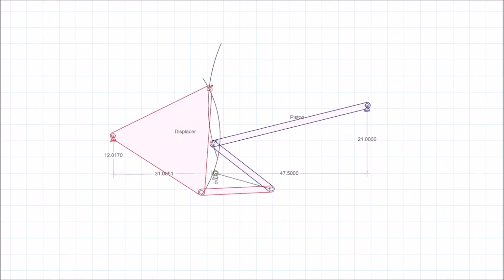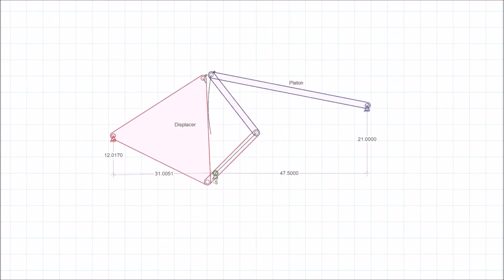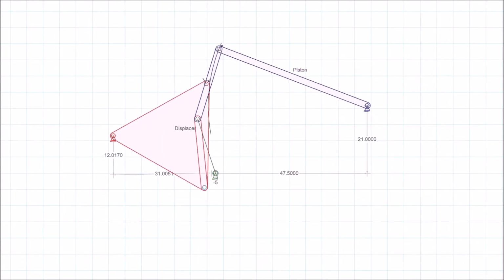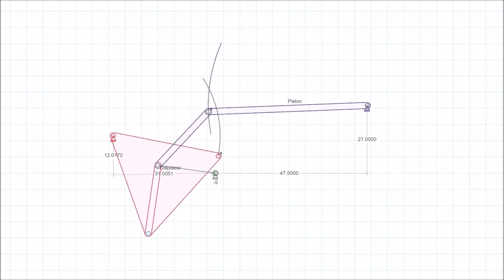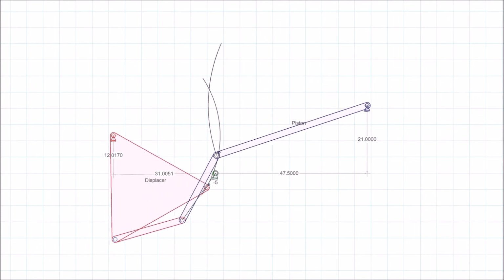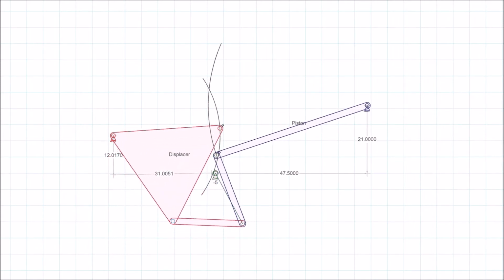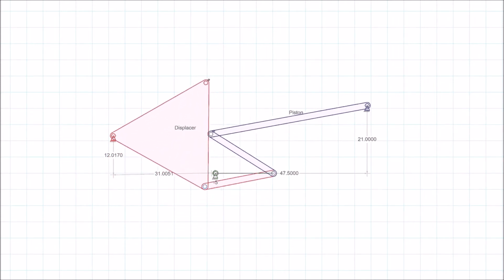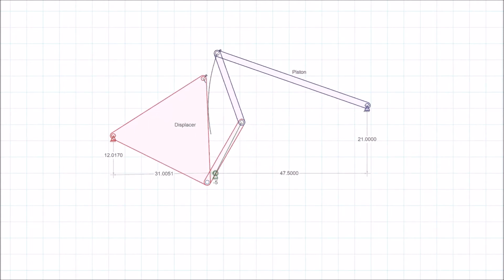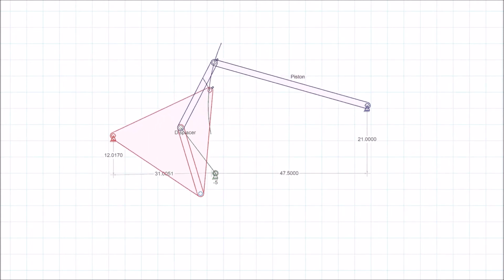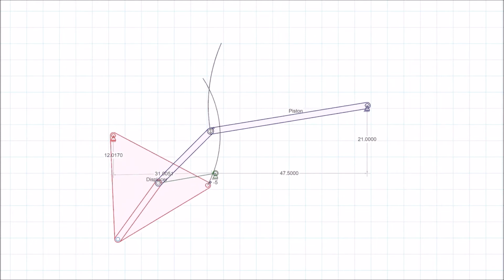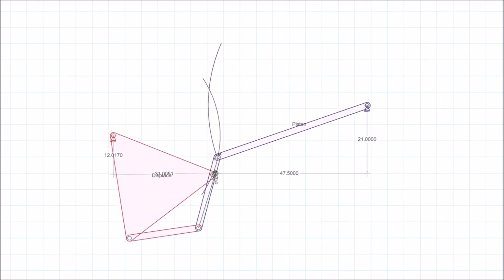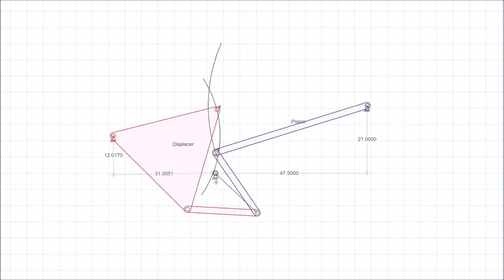So in summary, we have two pivots to help drive the displacer and the piston, and these are motorized or driven from the crank pin on the crank disc. Now, how is this special? How is this linkage particular?